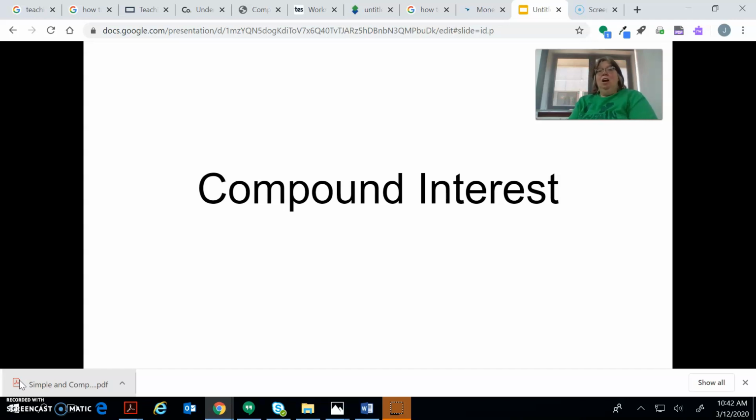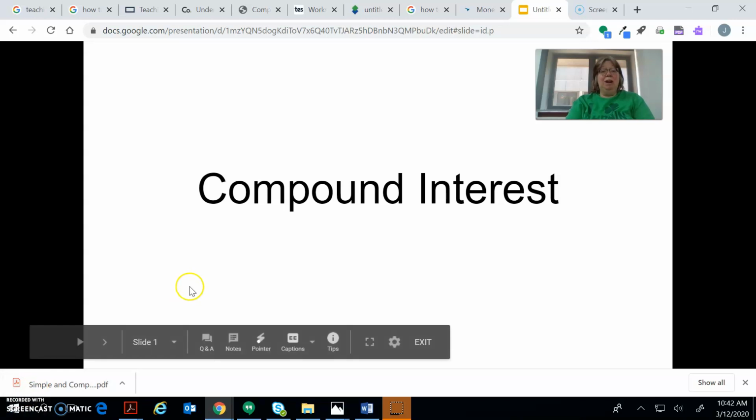We are going to be starting a new topic in math. It's still under interest, but we're going to be working with compound interest. We've been doing a lot with simple interest that you guys are doing an incredible job on, so that'll help you with this next section.